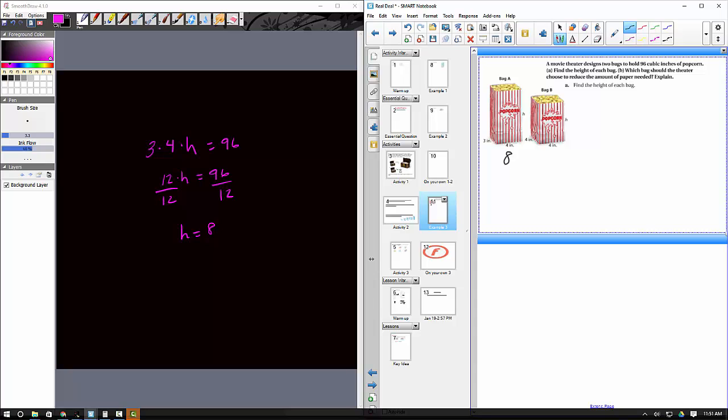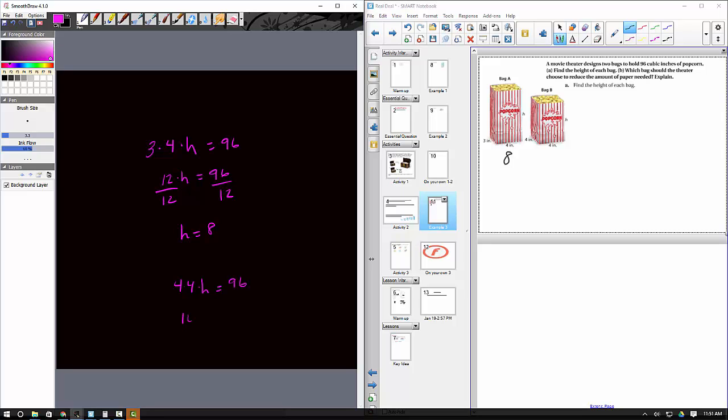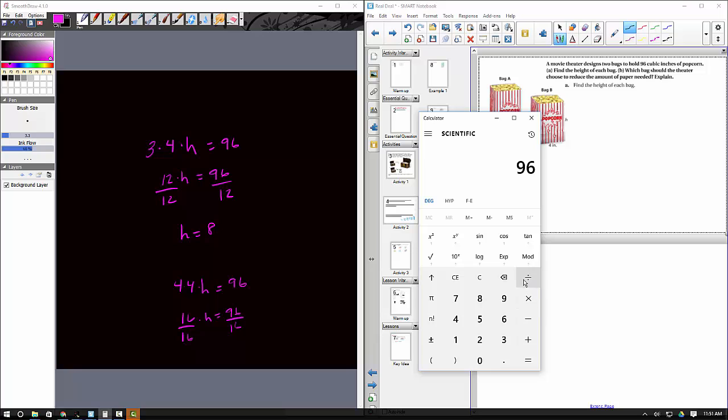I could look at this one here, and I have 4 times 4 times h equals 96. This equals 16 times h equals 96. Divide by 16, divide by 16. And what is that? What is 96 divided by 16? If I go 96 divided by 16, I get 6. So this height is equal to 6.